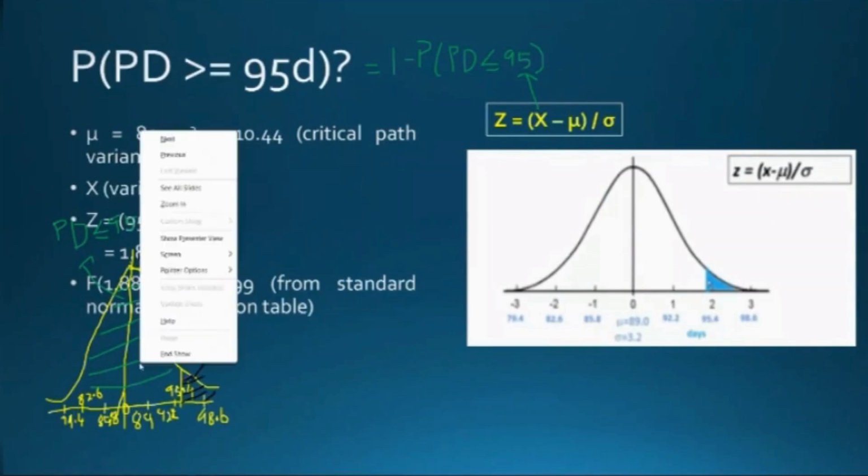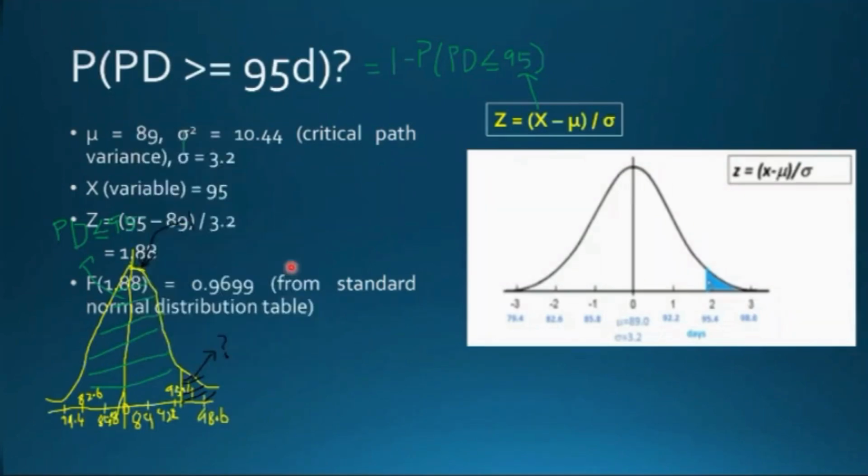This particular portion's value is 0.9699. But what I need is to find this from the whole curve value of 1. I am subtracting this 0.9699. So that is the next step. This is 1 minus 0.9699, which is 0.0301. So what is the probability of project duration exceeding 95 days? 0.0301, or simply 3%.